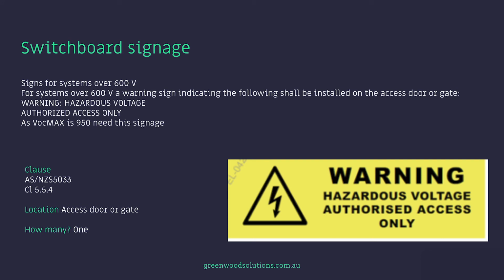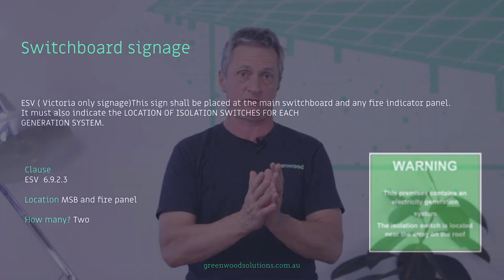Warning, hazardous voltage authorised access only. So this is Australian Standard 5033, clause 5.5.4. The location is the access door or gate, how many? 1. So this sign, hazardous voltage authorised personnel, applies to all commercial solar systems, because invariably all commercial solar systems, your string voltages are over 600 volts. In domestic, it's obviously up to 600, and when I say up to 600, I mean VOC max.